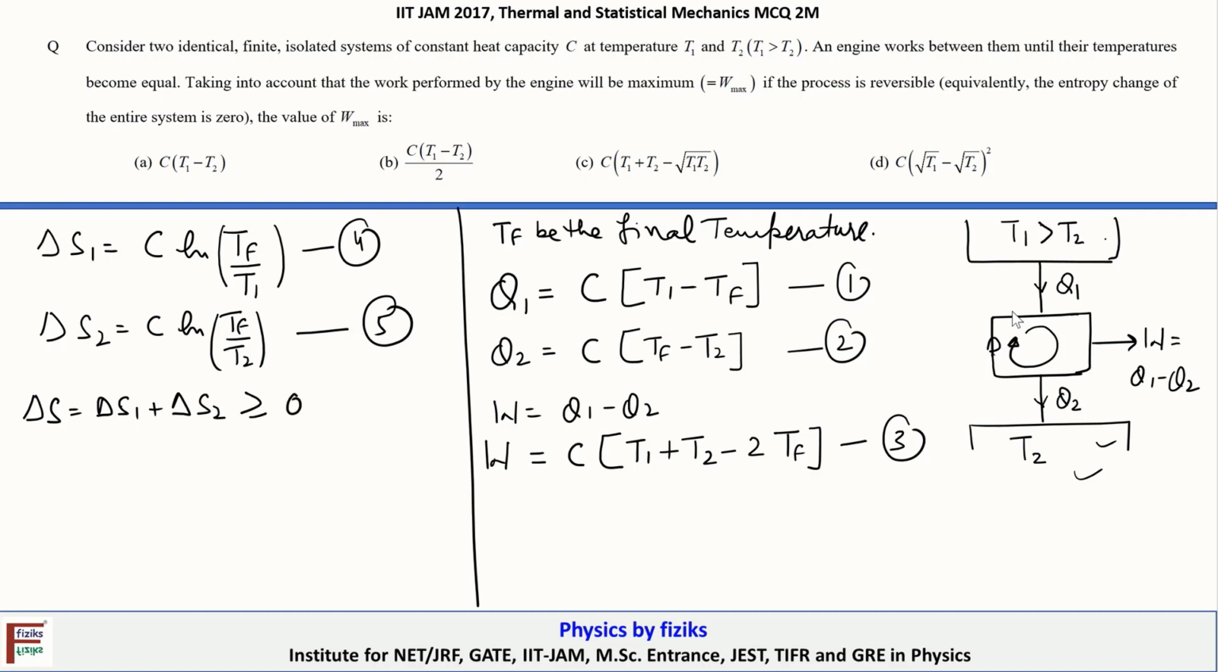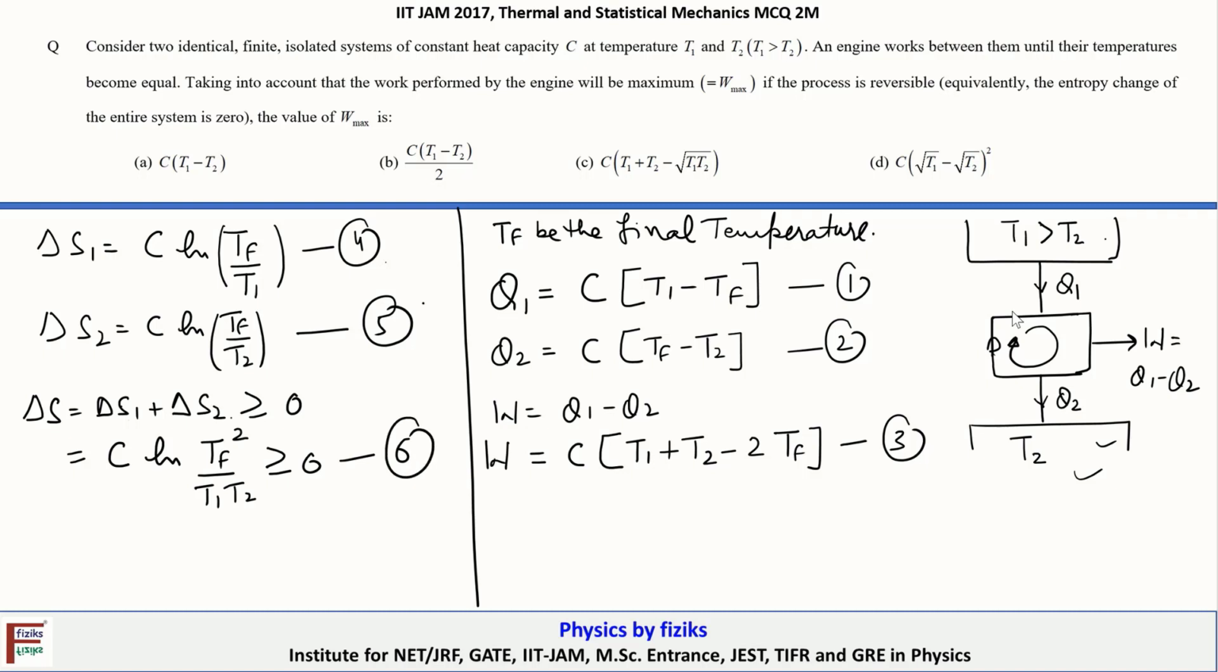Okay, where equality holds for the reversible process and inequality is for the irreversible process. So just make a substitution of the value of delta S1 and delta S2 from equation 4 and 5. When you do that, this is equal to C ln TF square upon T1 T2, and this should be greater than or equal to 0. Now this is equation 6.